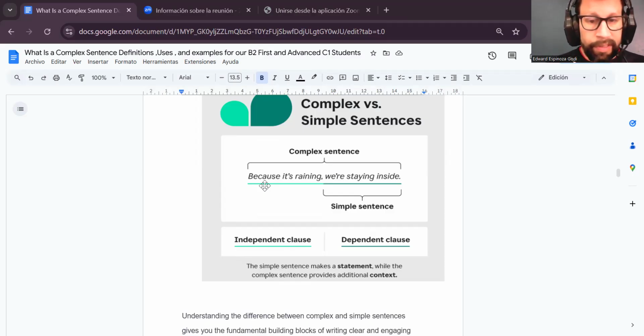So, because it's raining, we're staying inside. The simple sentence would be we're staying inside. That is known as the dependent clause. The independent clause is because it's raining. We put these two together and we have what is known as a complex sentence.